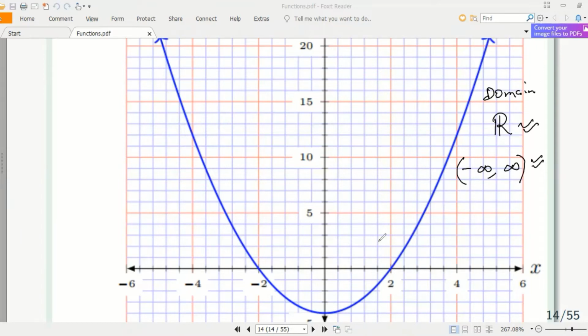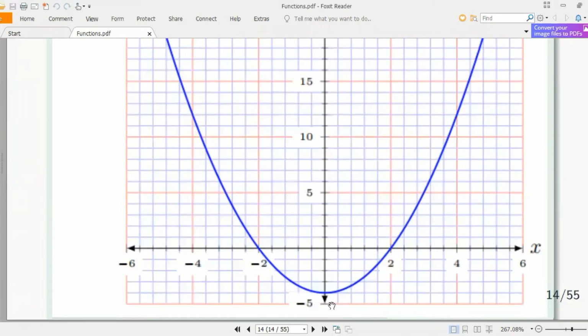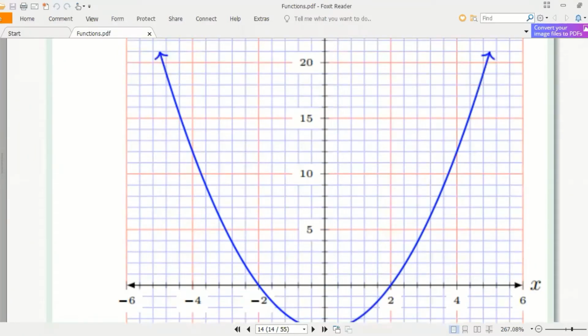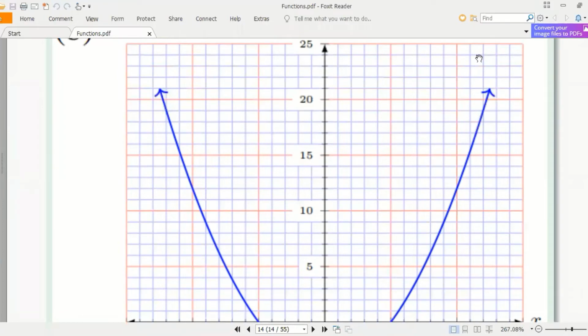What about the range? What is the lowest value of y? So we begin from there. Let's see the lowest value of y. Yes, I can see it here. What is this? 4. What is this? This is 5. 5 is down here. So this is 1, 2, 3, 4. So the lowest value here is negative 4. Negative 4 is the lowest value. What about the highest value of y? The graph is still going up.